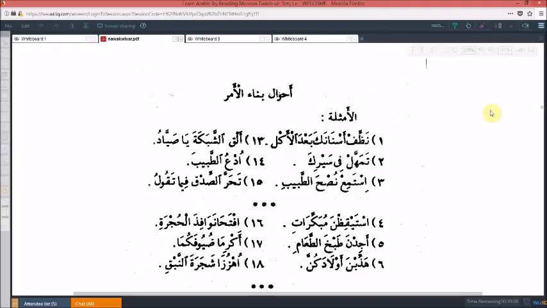So we see this نظف. نظف is mabni ala sukoon. This is you. Clean your teeth. Singular and masculine. نظف أسنانك. Right? Clean your teeth. مبني على سكون.